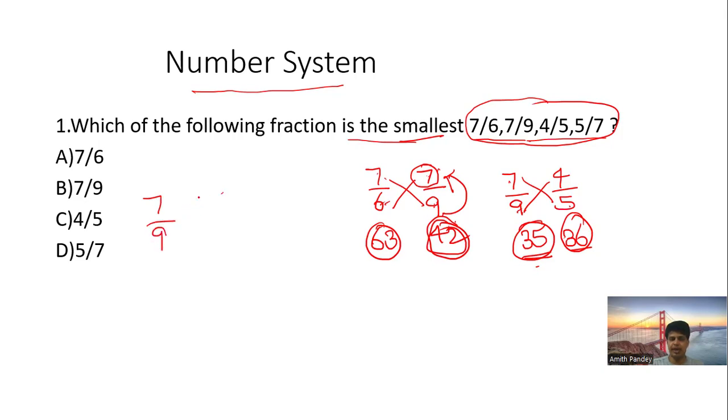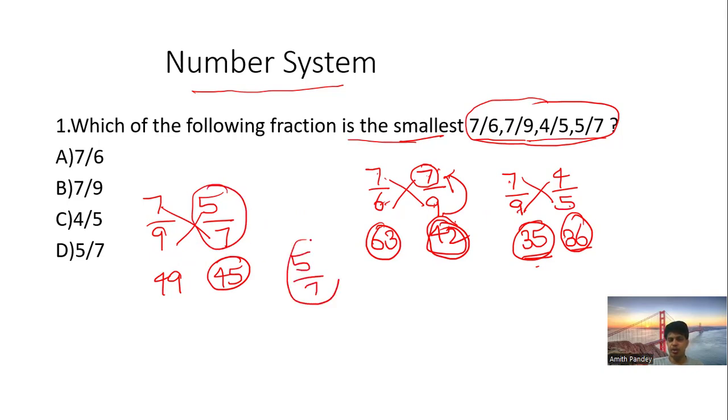Next, 5 by 7. 7 sevens are 49. 9 fives are 45. Fine. So which one is smaller? Earlier, consecutively two times, 7 by 9 was smaller, right? Now, 7 by 9 and 5 by 7. So which is small? 45. Thus the one corresponding to that will be smaller. It means 5 by 7 is the smallest number. Clear? I hope you got it.